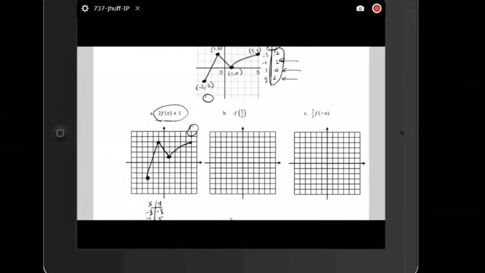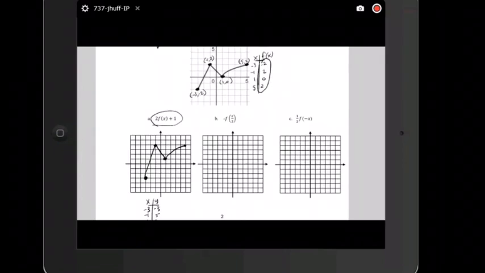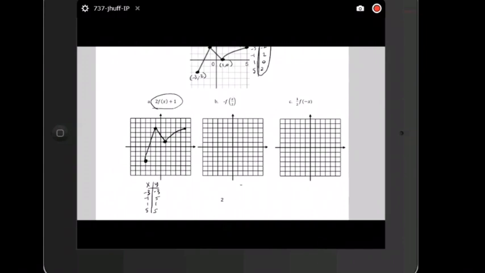Now for part B, we have this transformation, which is affecting x divided by 2, but then we have this transformation, the opposite of f, and since it's outside the function, that's affecting the y values, and we're just taking the opposite of the y values. So if we make a table of values for this one, we have the opposite of all the original y values.